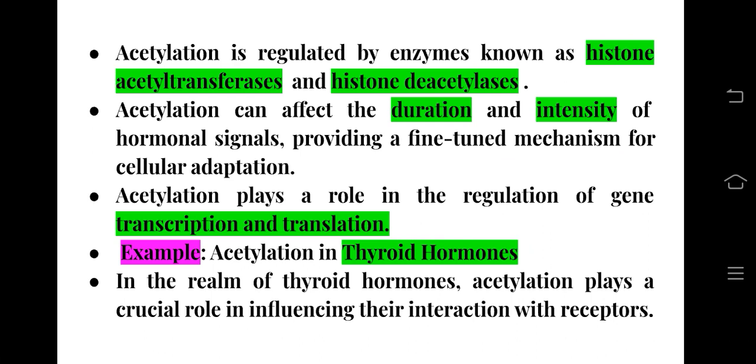So acetylation can affect the duration and intensity of hormonal signals, providing the fine-tuned mechanism for cellular adaptation. And acetylation plays a role in the regulation of gene transcription and translation. Now let's have an example of this. Acetylation in thyroid hormones. In the realm of thyroid hormones, acetylation plays a crucial role in influencing their interaction with receptors.